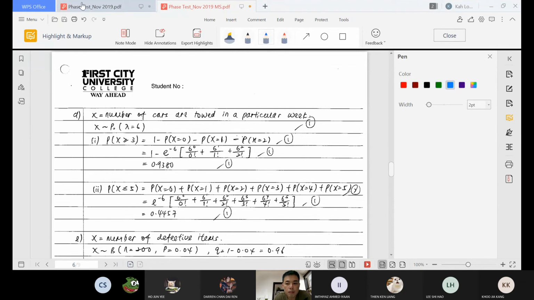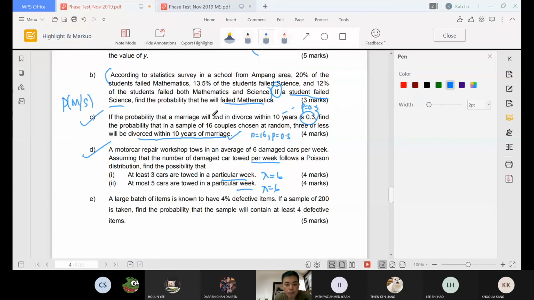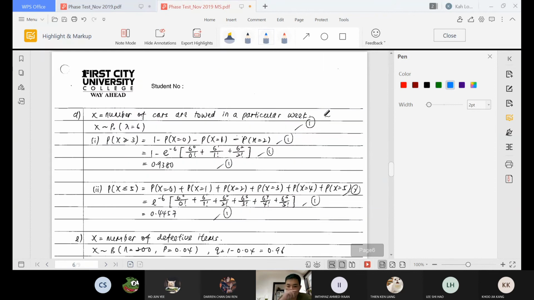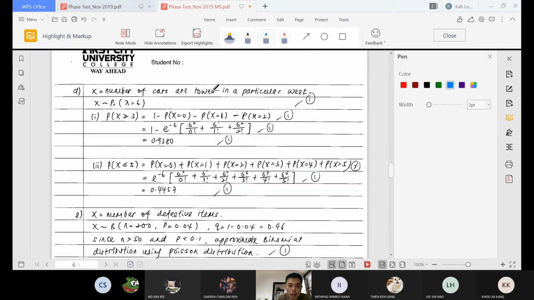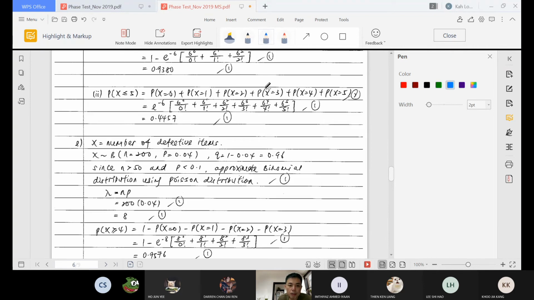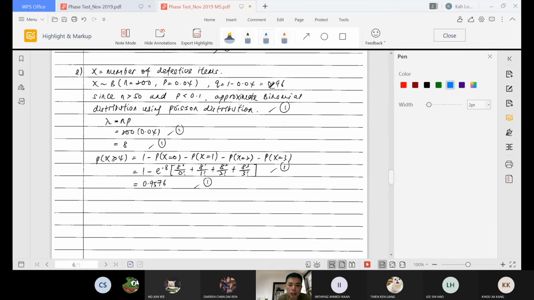Okay, question E. Question E is 4%, 0.04. And your N is big enough, more than 50. So this is a binomial question, but we use Poisson to solve it. Okay, so you can refer to the answer. So I just explained the concept for you, because I think you can quickly pick up this question. Okay, so you snap the answer for E.